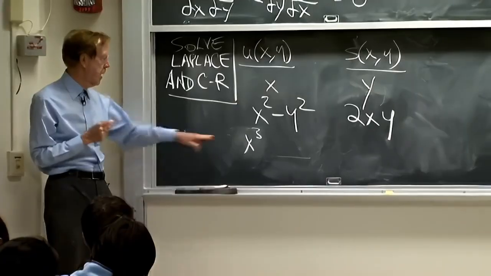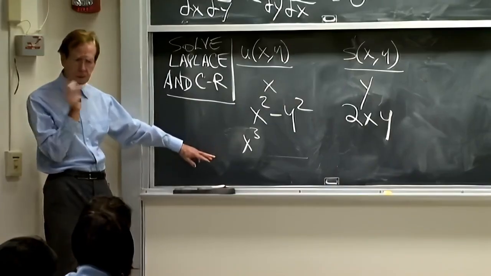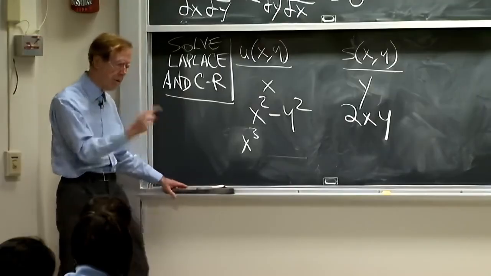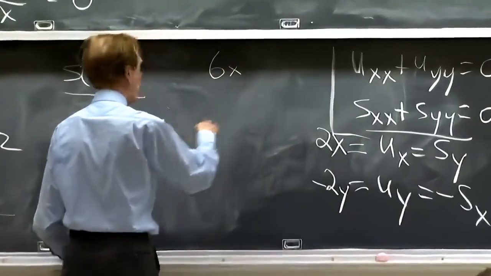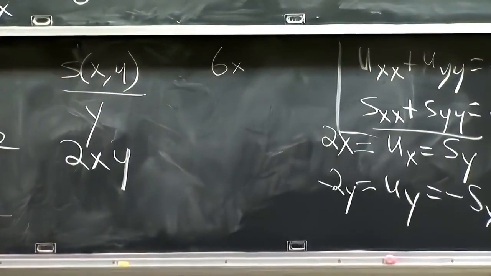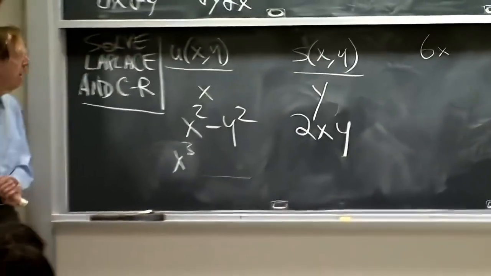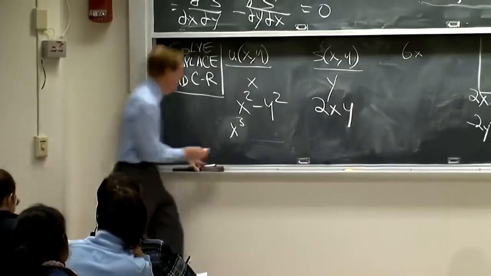So what's u_xx so far? 6x, right? Bring down, we get 3x squared, then we get 6x. So I've got a 6x, and I'm looking for u_yy, which should be minus 6x to cancel that. So what do I want there? What do I need? I need a minus, I'm sure of that.